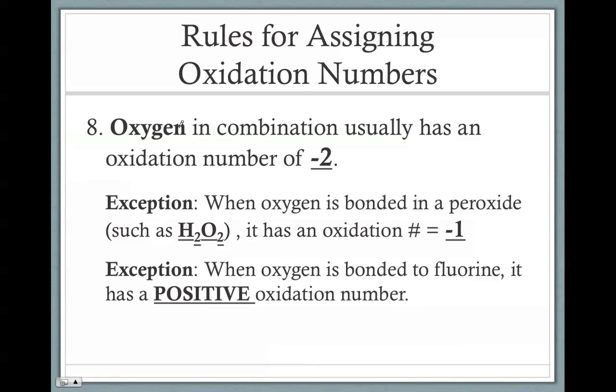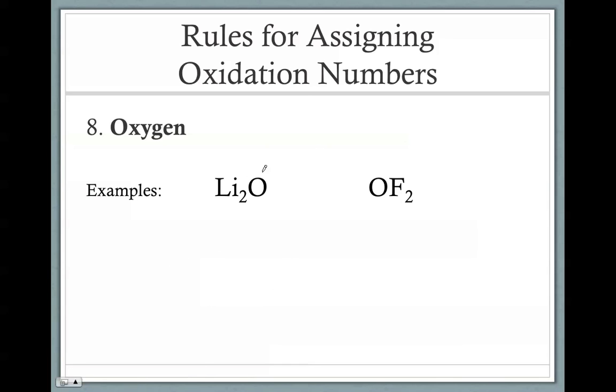And then oxygen is almost all the time going to be -2. There are two small exceptions. When it's in a peroxide, such as H2O2, it has an oxidation number of -1. And then when oxygen is bonded to fluorine, because fluorine is so electronegative, it takes on a positive oxidation number. So in this case, this is a normal situation, oxygen is going to have a charge of -2. This is one of the exceptions. It's bonded to a more electronegative element, fluorine, so it's actually going to take on a +2 charge.